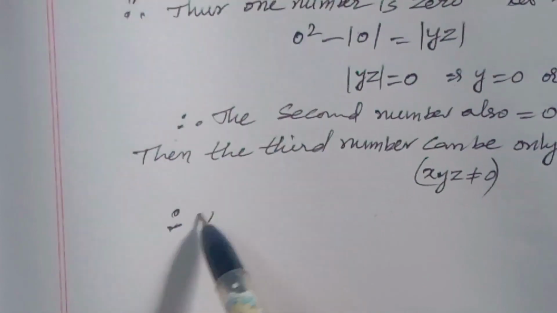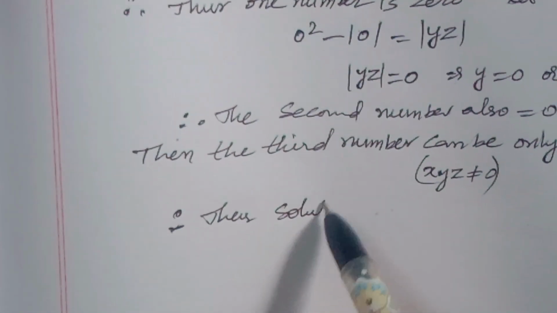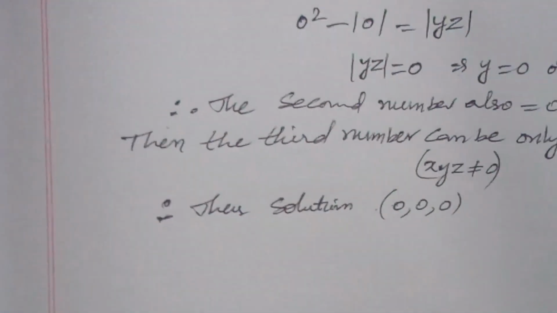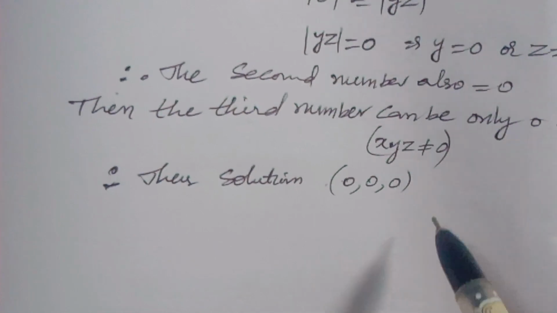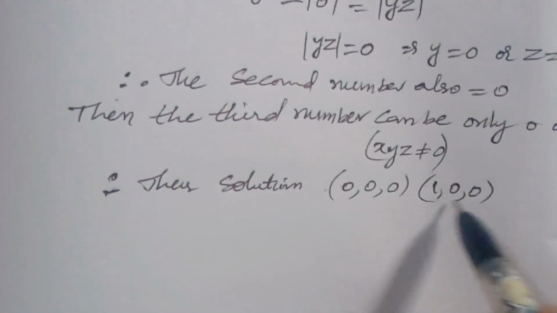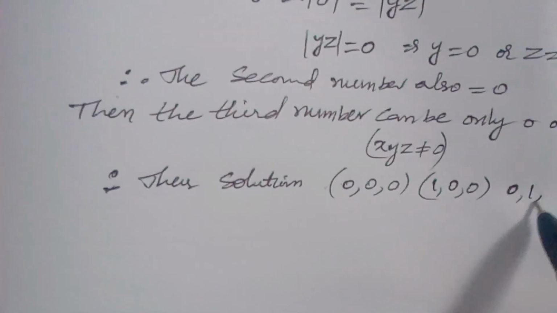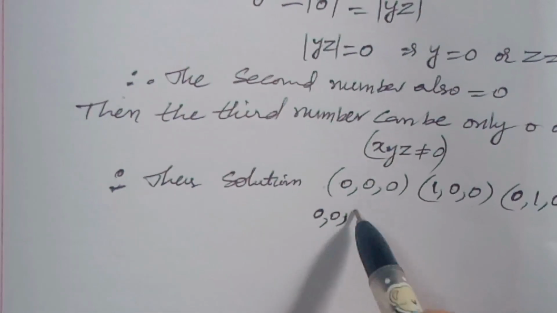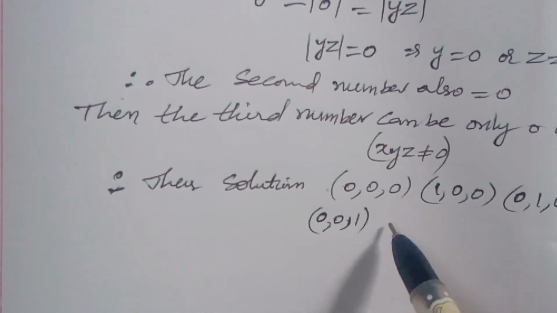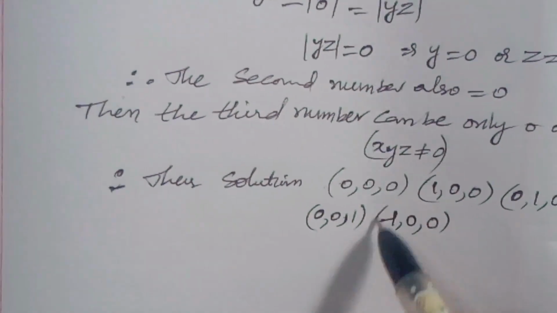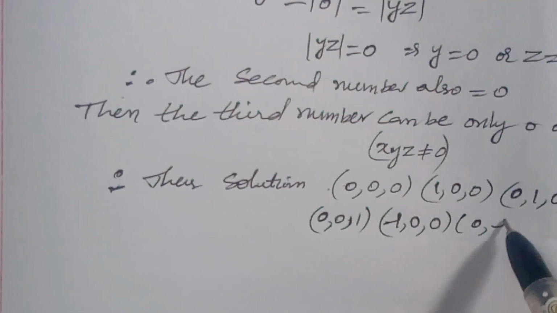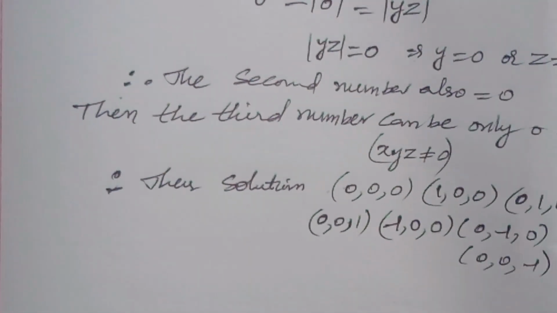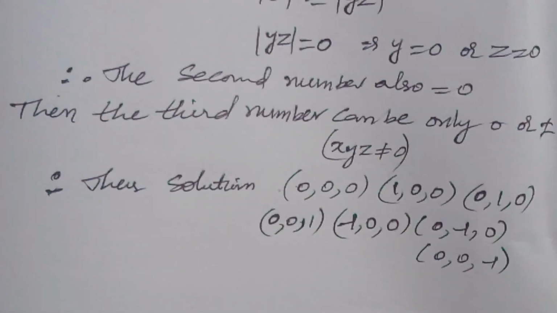So therefore, we are getting the solutions (0, 0, 0), (1, 0, 0), (0, 1, 0), (0, 0, 1), (−1, 0, 0), (0, −1, 0), (0, 0, −1). These are the possible solutions we are getting.